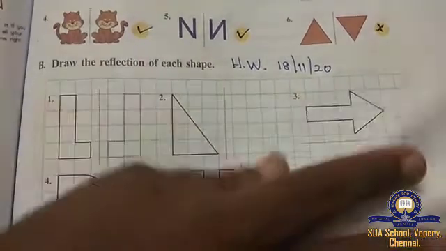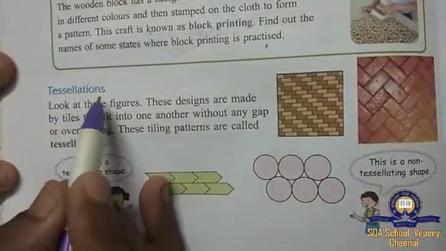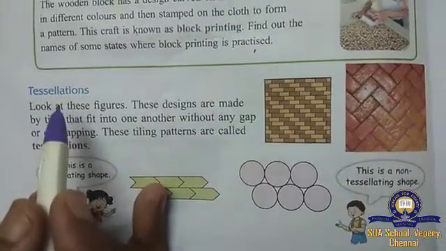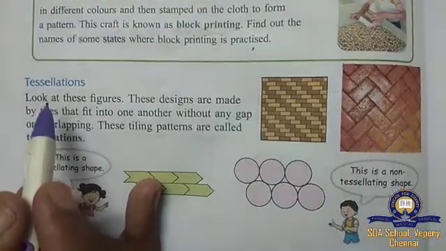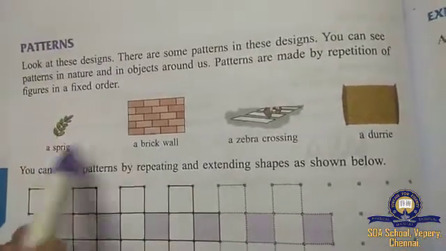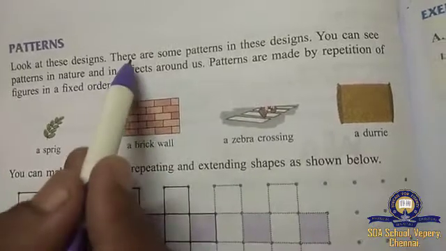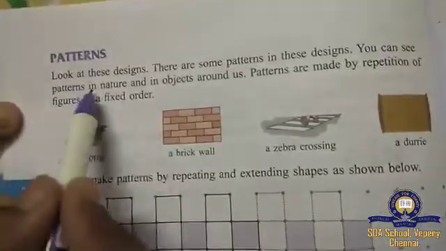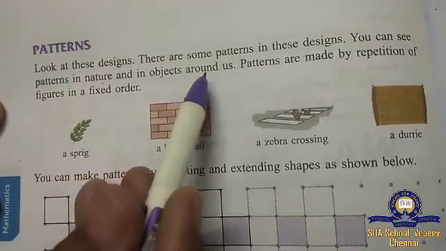Okay, children. Now we'll see tessellations. Before tessellations, we'll see these patterns also. Okay, look at these designs. See, these are the designs. There are some patterns in these designs. You can see patterns in nature and in objects also.